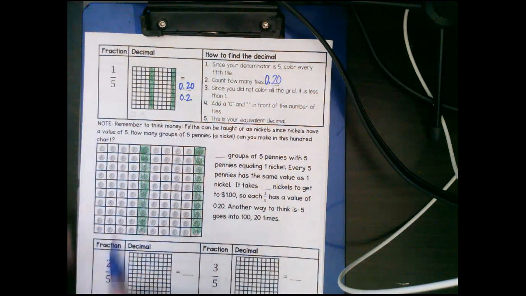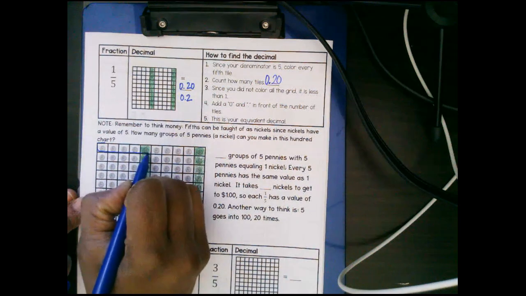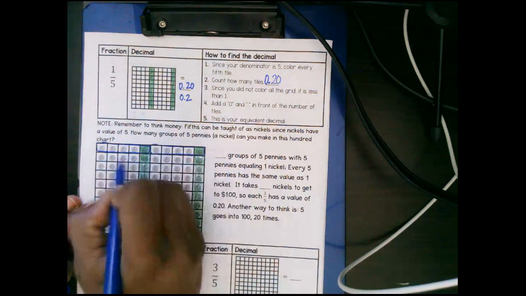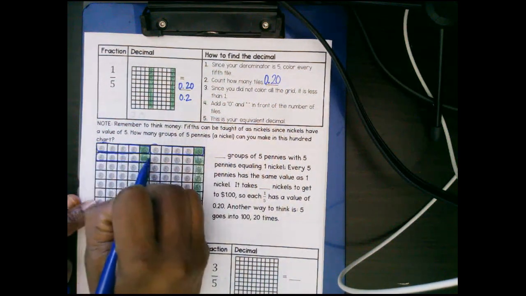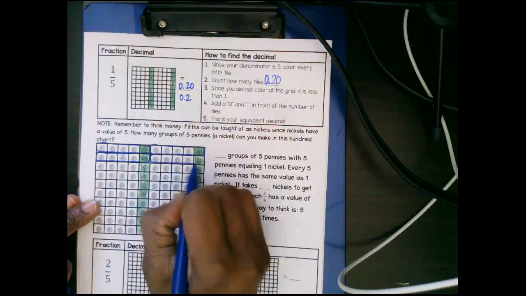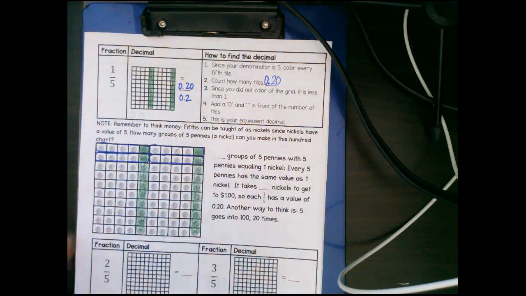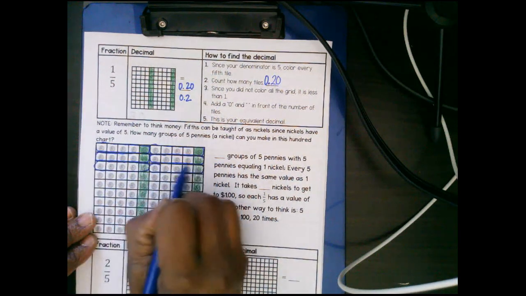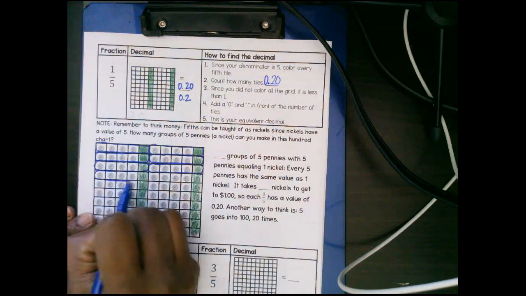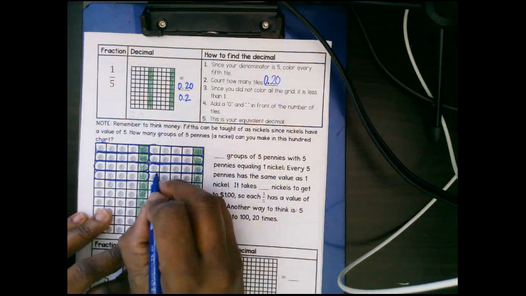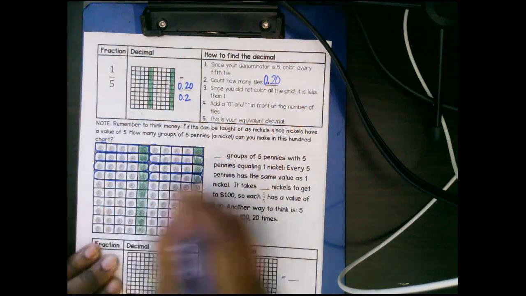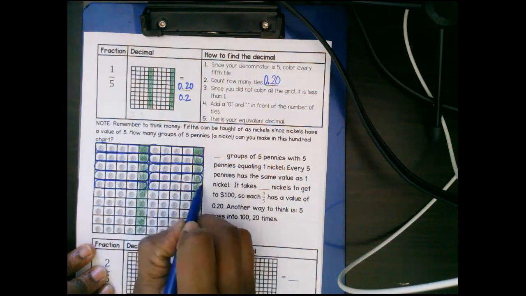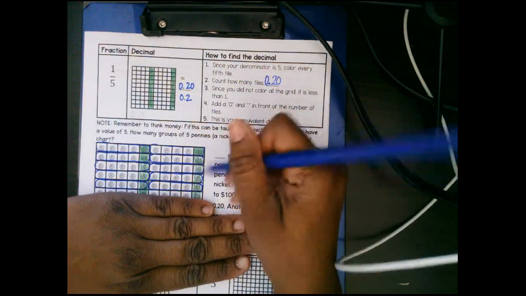What we're doing is we found a shortcut. So these 5 pennies make 1 nickel. Here's a second nickel. Here's a third nickel because there's 5 cents. Here's a 4th nickel. Here's a 5th nickel. A 6th nickel. Another 5 pennies is a 7th nickel. An 8th nickel. A 9th nickel. A 10th nickel. And this is half, and 10 nickels is 50 cents.